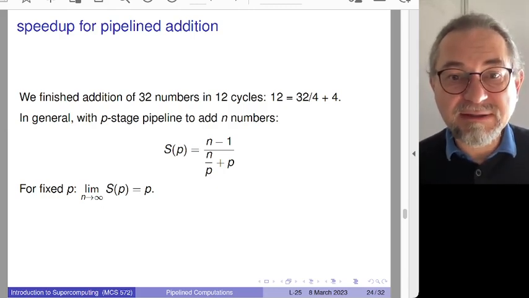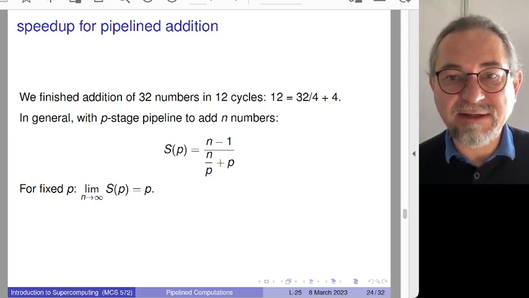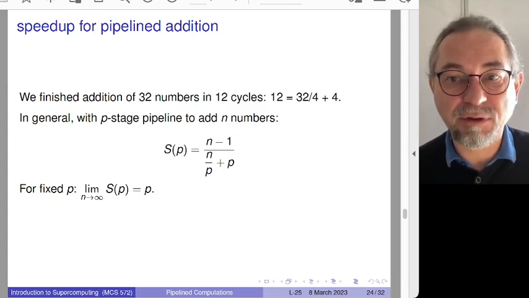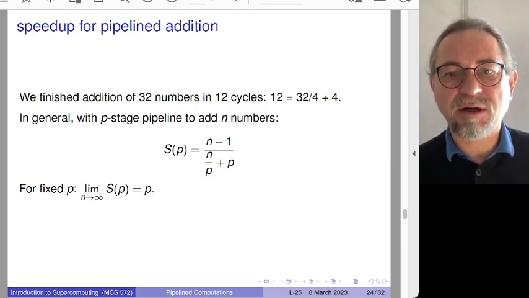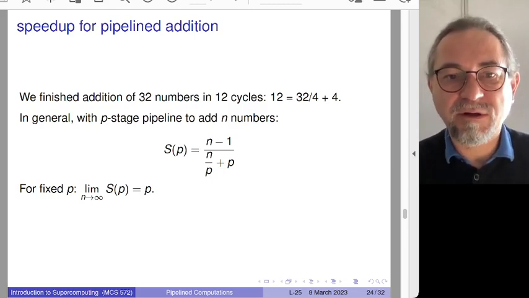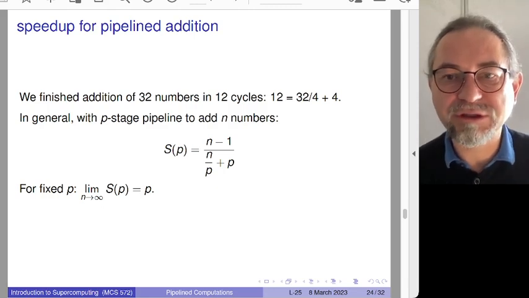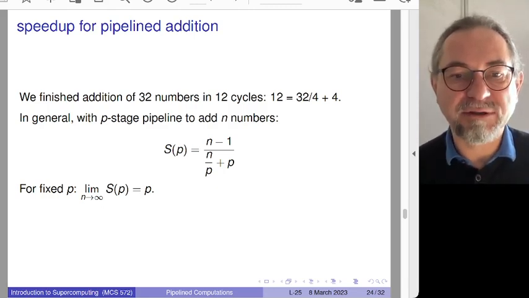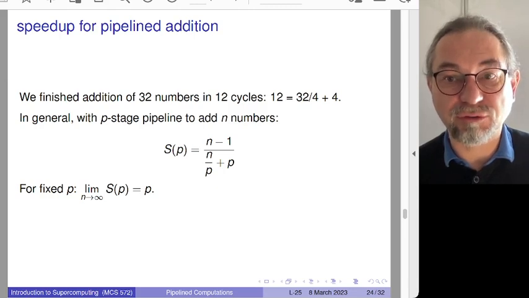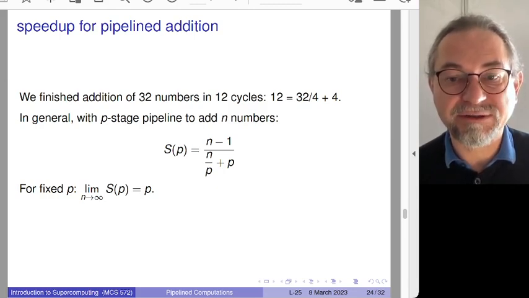You see that in the limit, as n is again growing, the p term in the denominator becomes negligible. Also the -1 in the numerator we completely ignore. And we have then the optimal speedup when the number of data elements, the number of inputs, is way larger than the number of processors. So typically we work with a fixed number of processors.